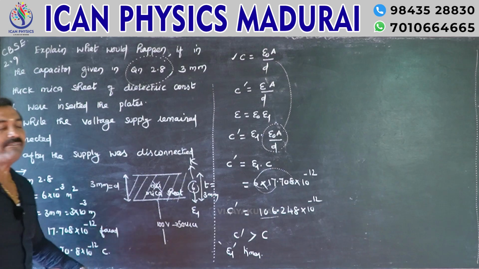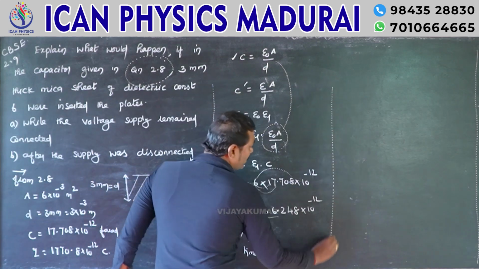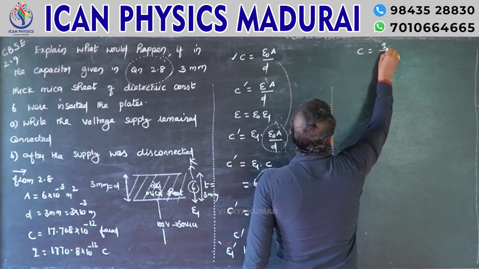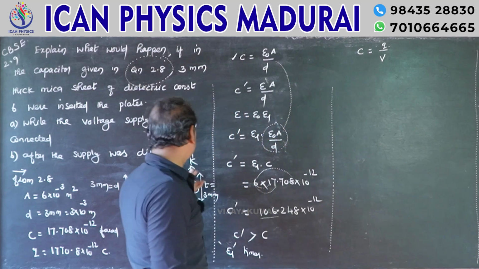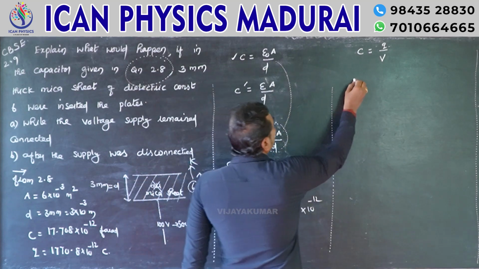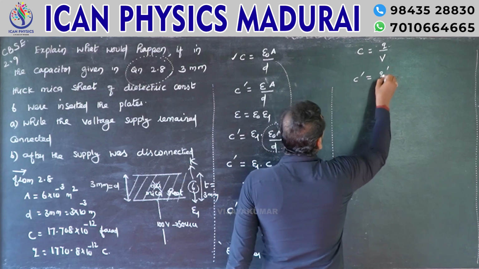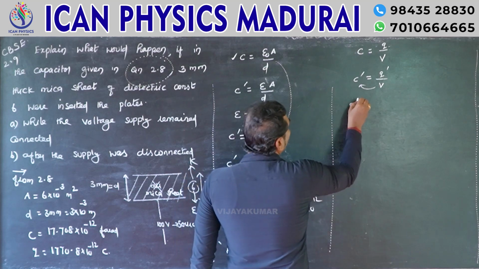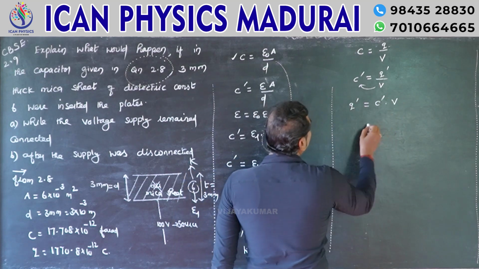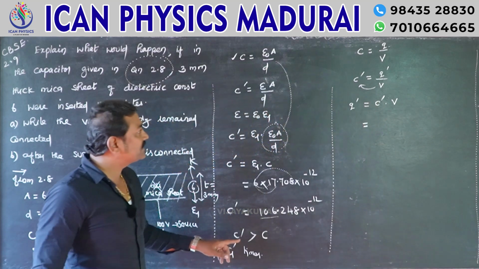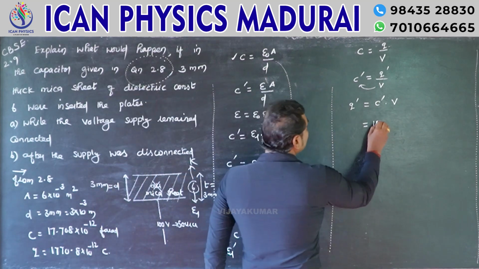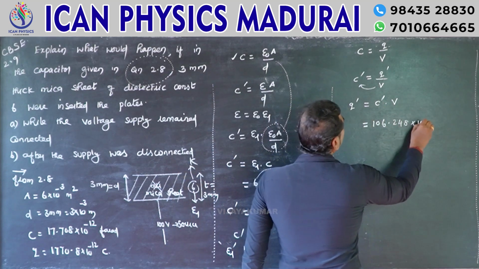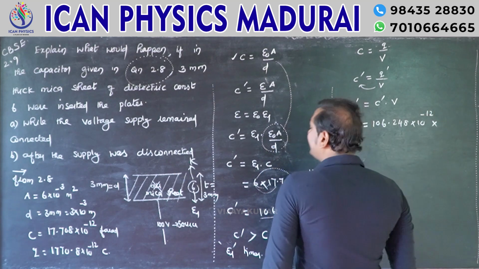So, what will be the charge? We know that C equal to Q by V. When it is with the dielectric, we can modify it as C dash equal to Q dash by V. So, now the division becomes multiplication. So, Q dash equal to C dash into V. What about C dash? That is 106.248 into 10 to the power minus 12 into V.